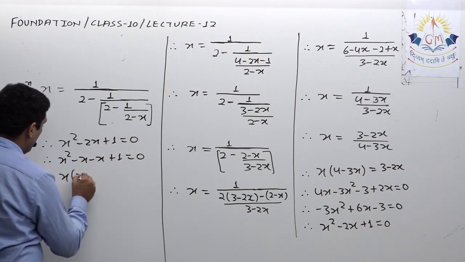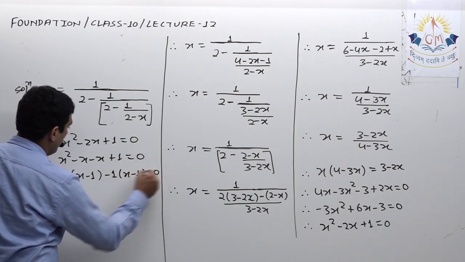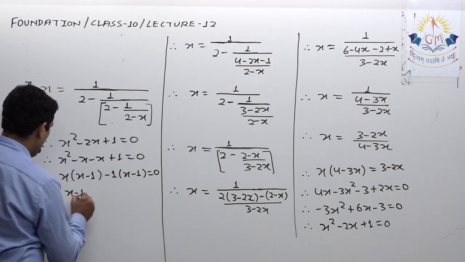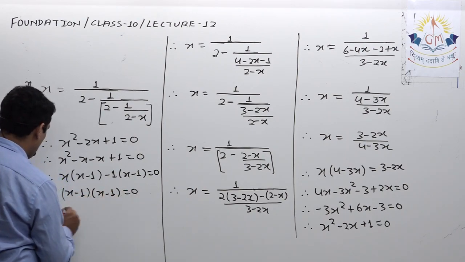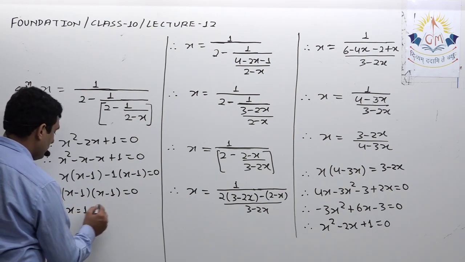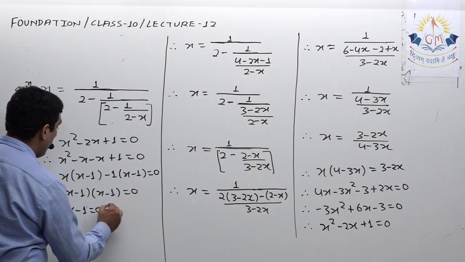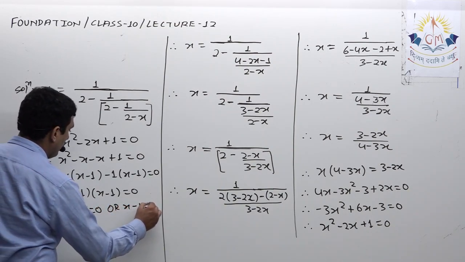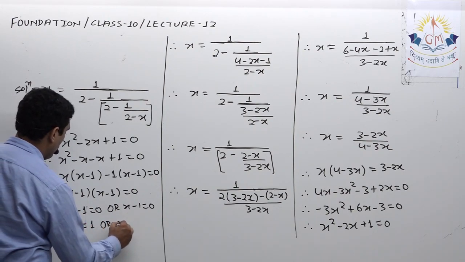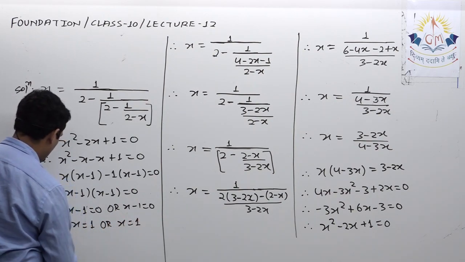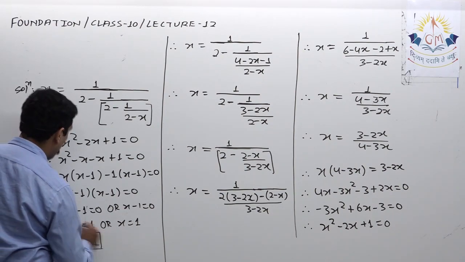X is taken common, x minus 1 minus 1 is taken common, x minus 1 is equal to 0. So x minus 1 is equal to 0. So x is equal to 1, or x minus 1 equal to 0, or x minus 1 equal to 0. Therefore x is equal to 1. That is, the final answer is x is equal to 1. This is my final answer.